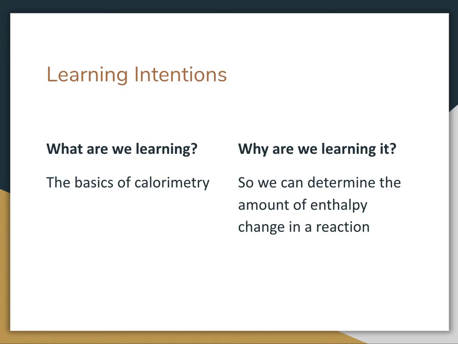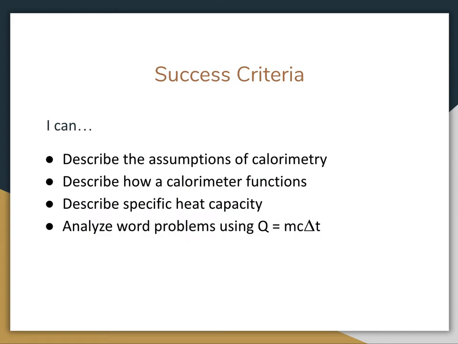Today in Chem 30, we are going to talk about the basics of calorimetry, and we're doing this because this is one of our ways of directly determining the enthalpy change of a chemical reaction. Our success criteria is being able to describe the assumptions of calorimetry, describe how calorimeters function, describe specific heat capacity, and analyze word problems that use the formula of Q equals mc delta T.